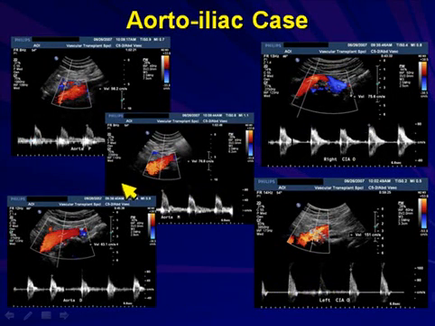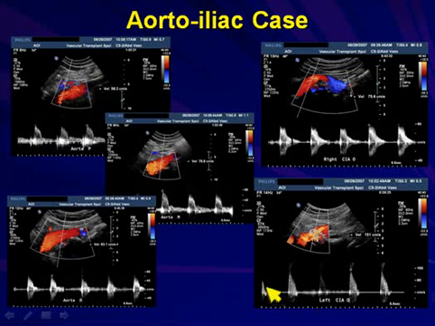So let's just walk through what we would normally collect in a complete exam of this type. We would look at the proximal aorta, the mid-aorta, and the distal aorta. We would be looking for any aneurysmal dilatation as well as any stenoses while we are assessing this in both transverse and longitudinally.